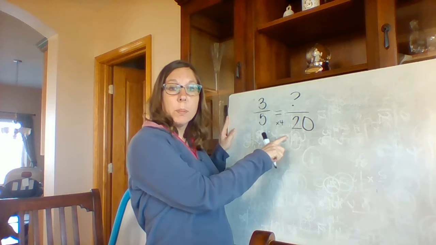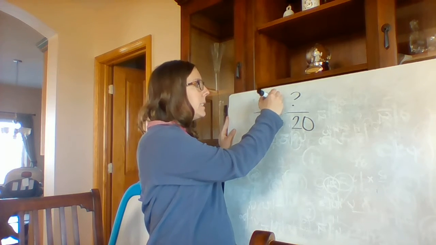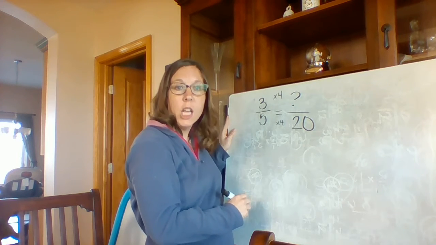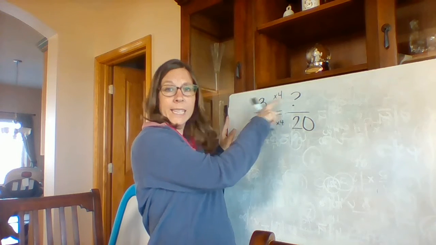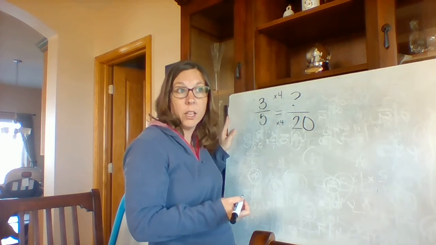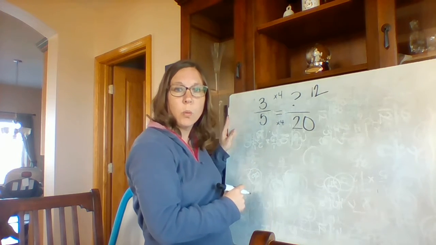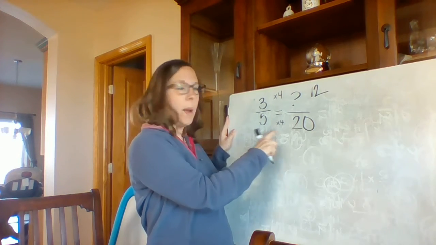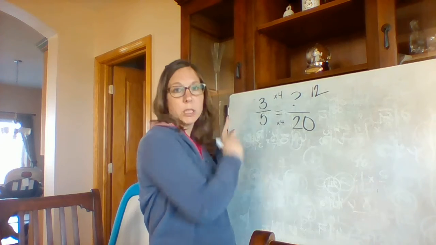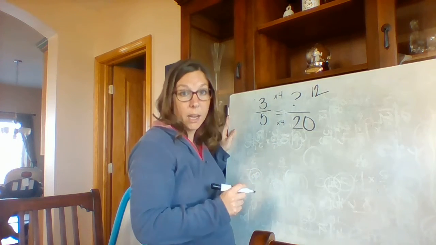So whatever I multiply the bottom by, I must multiply the top by. So therefore, 3 times 4 equals what? 3 times 4 is, and guess what? This number is 12, okay? Whatever I multiply the bottom by, I have to multiply the top by in order to get that number, okay?